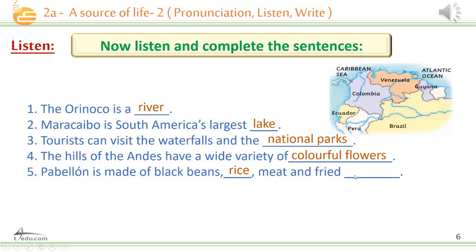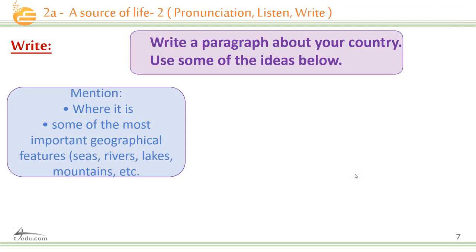Okay, and fried. So it's made of black beans, rice, meat and fried bananas. Very good. Bananas. Excellent. Very good. Now, this is the writing section. We are going to write a paragraph about your country. We are going to use some of the ideas below. We have to mention where it is, the location. We are going to say some of the most important geographical features: seas, rivers, lakes, mountains, etc.